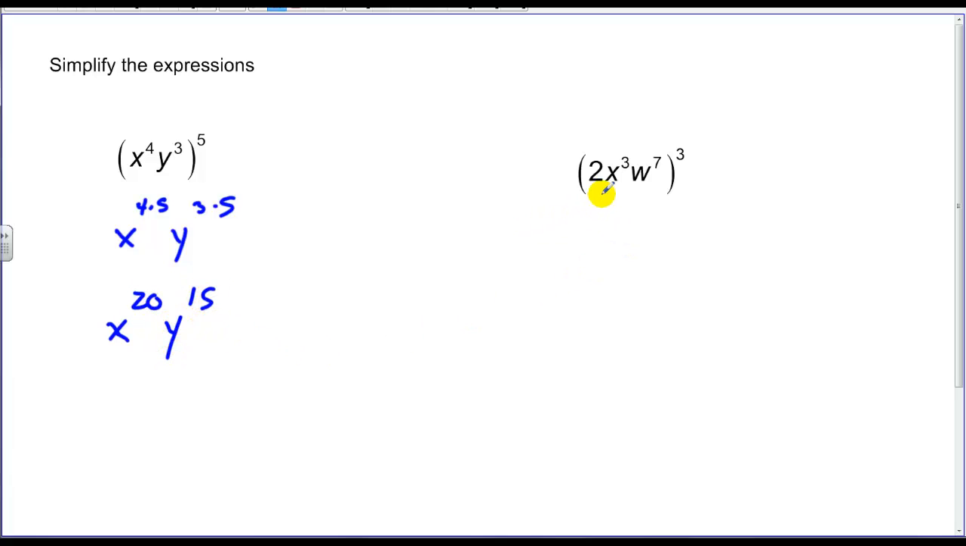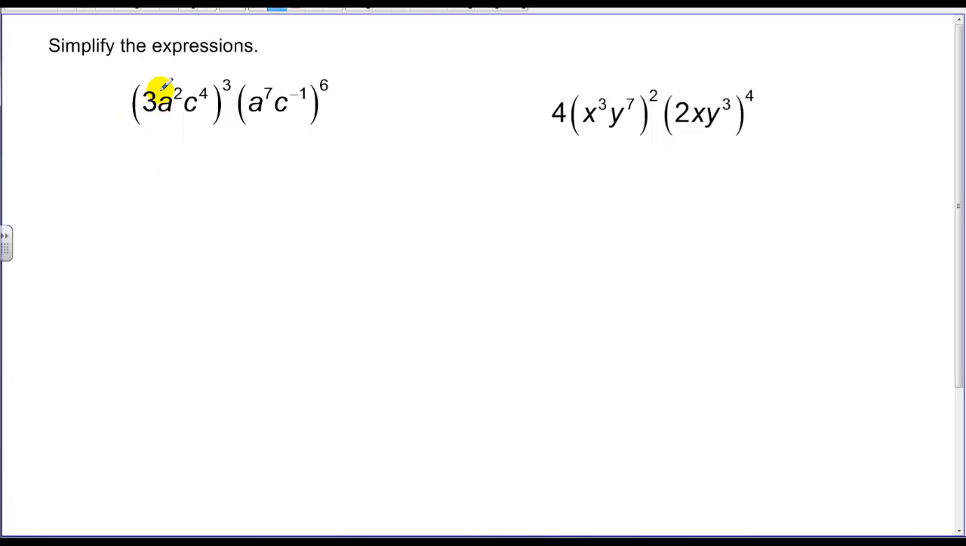Now in this case, this 2 does not have a power associated with it, but it's an unwritten 1. So this is really base of 2 to the 1 times 3 power, x to the 3 times 3, and w to the 7 times 3. 2 to the 3rd is going to be 8, x to the 9th, w to the 21st. Moving forward with our next example.